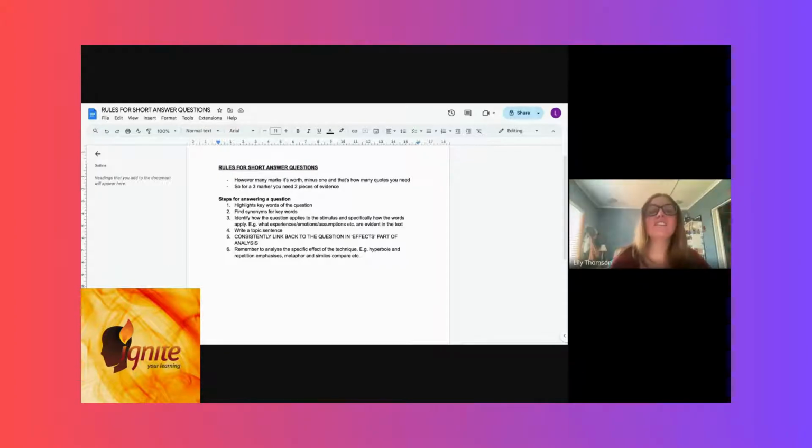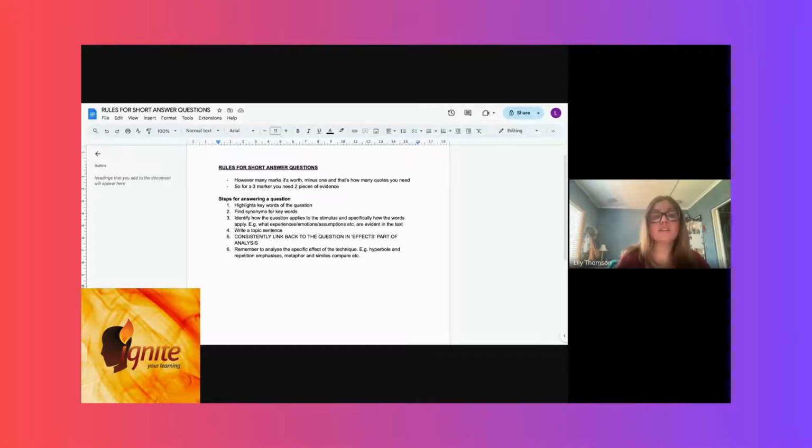Okay, great. So the first thing to think about is always to know how many pieces of evidence you need and how long your response needs to be, depending on how many marks it's worth. So a really easy rule to remember is that however many marks it's worth, minus 1, and that's generally how many quotes you need. So for a 3-marker, you generally need 2 pieces of evidence.